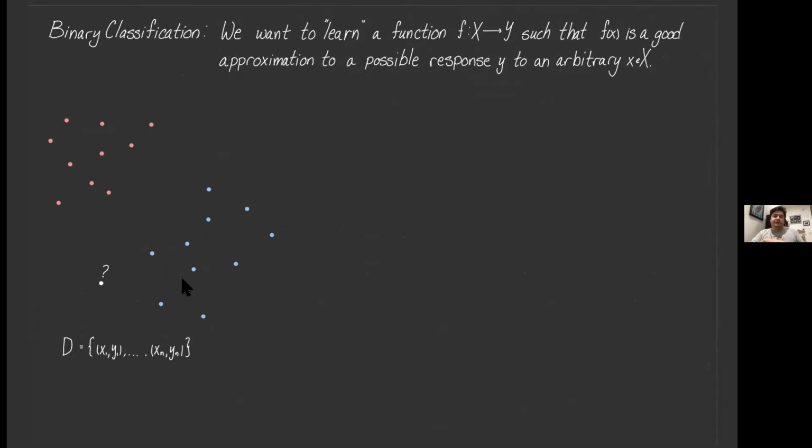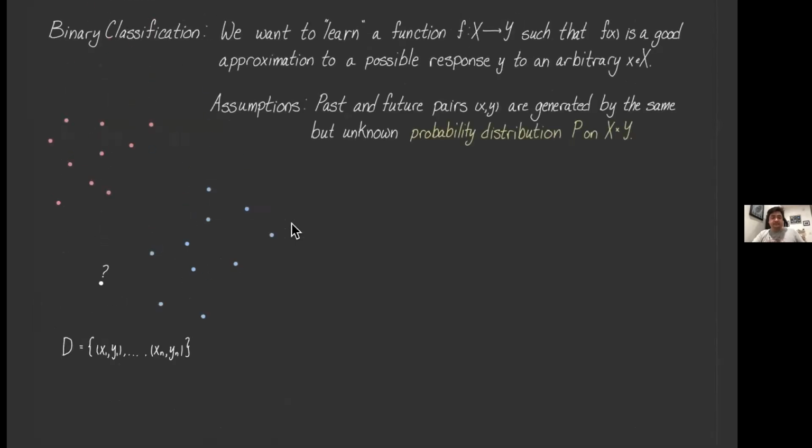So essentially what we want to do is learn a function f(x), a function from X into the target variables Y, that's a good approximation to a possible response to an arbitrary input x. Right. So we're going to make some assumptions on our data. We're going to assume that past and future pairs x and y are generated by some sort of unknown probability distribution p on X cross Y. And that's the important part, that we won't know what this probability distribution is.